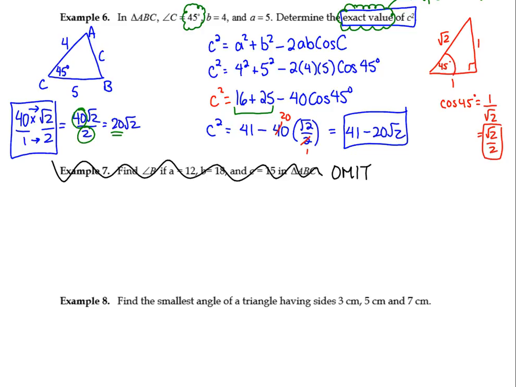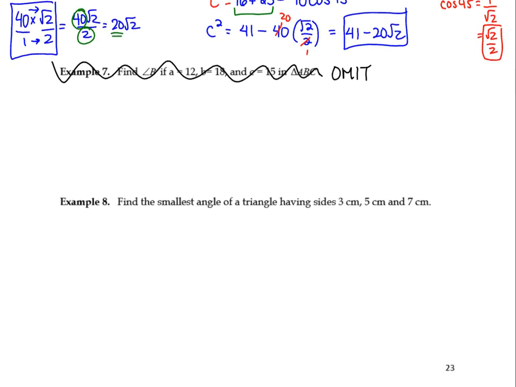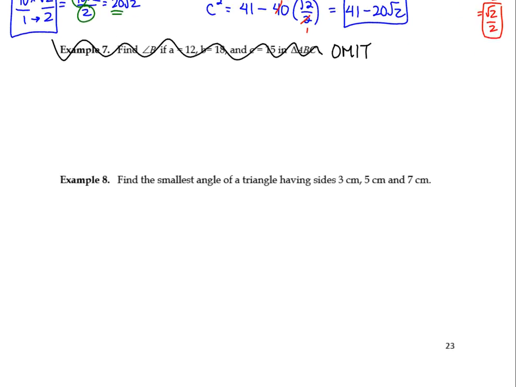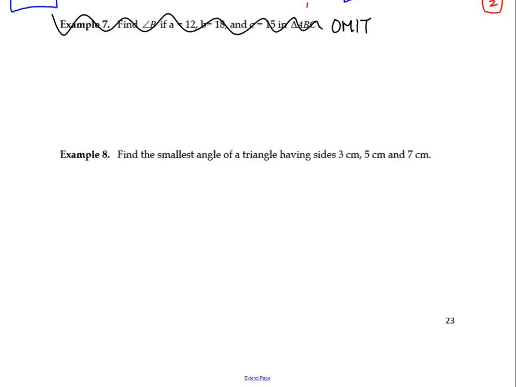We're skipping 7. Yay. We might skip some more. I might leave 9 and 10 for our do nows next week. The last question I want to do today is this one. Find the smallest angle of a triangle with sides 3, 5, and 7.